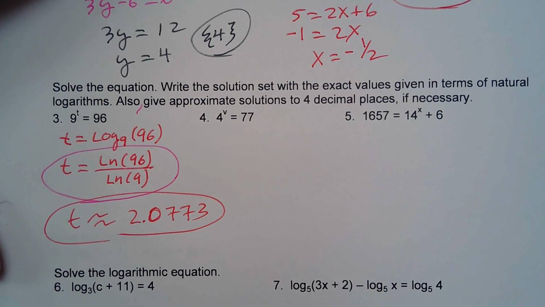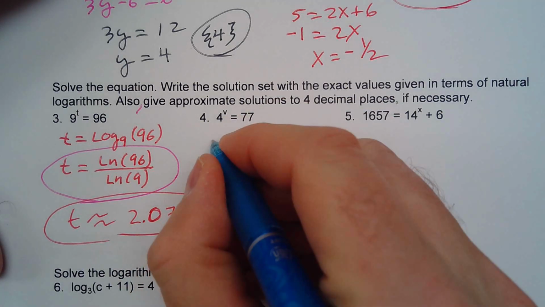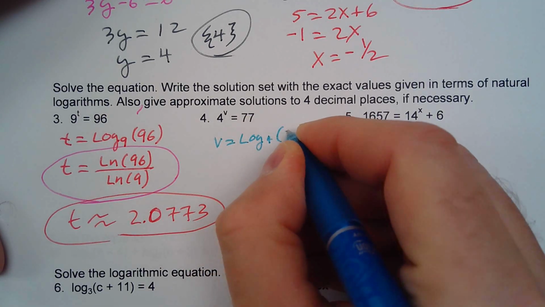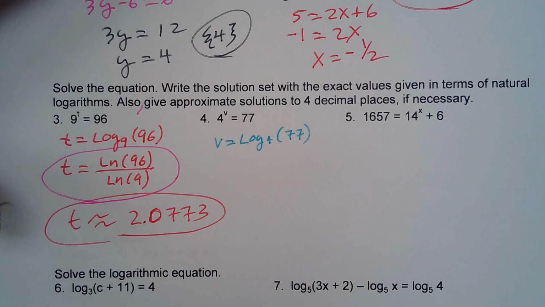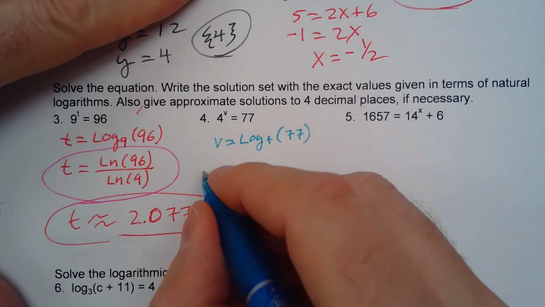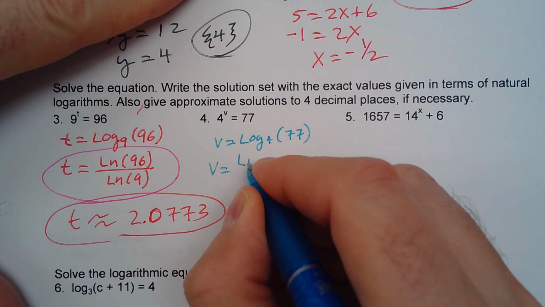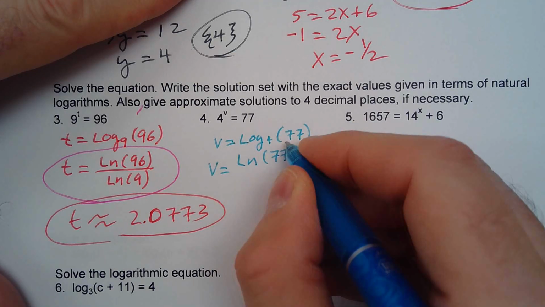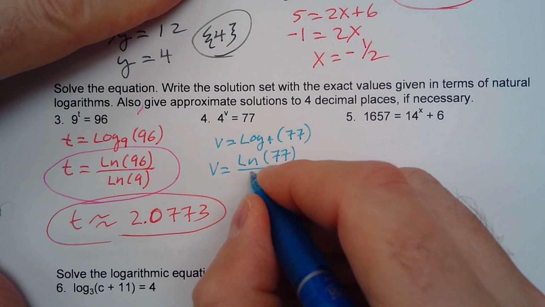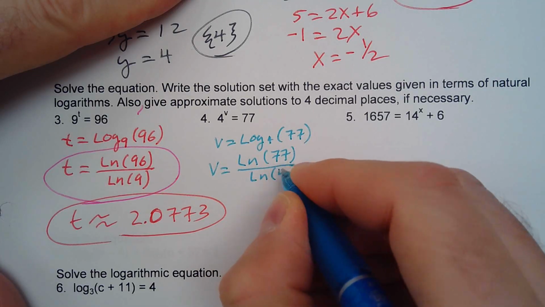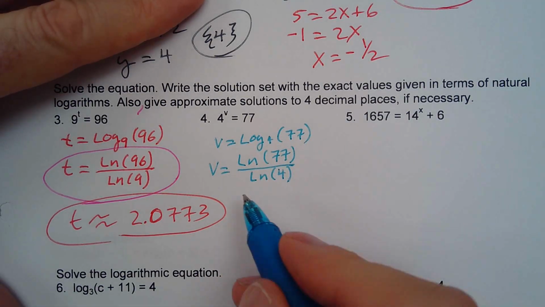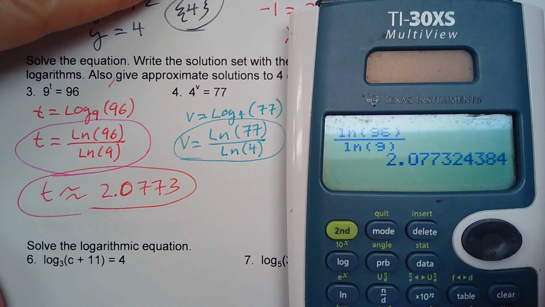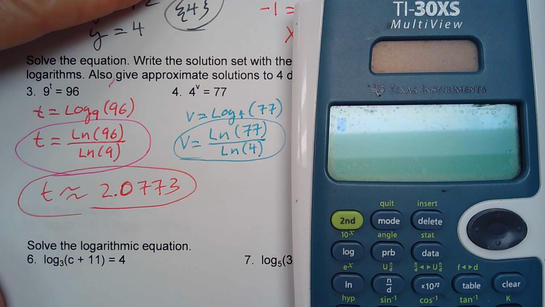So number 4, we need to do the same thing. Going to rewrite this in log form. And then make Alex happy when we do the change of base. We're going to write this in terms of ln. ln 77. Remember, the 77 is higher than the 4, so the 77 has to go on top. The base 4 has to go on the bottom. Alright. Now we made Alex happy there by giving the exact form. Let's grab the approximation.